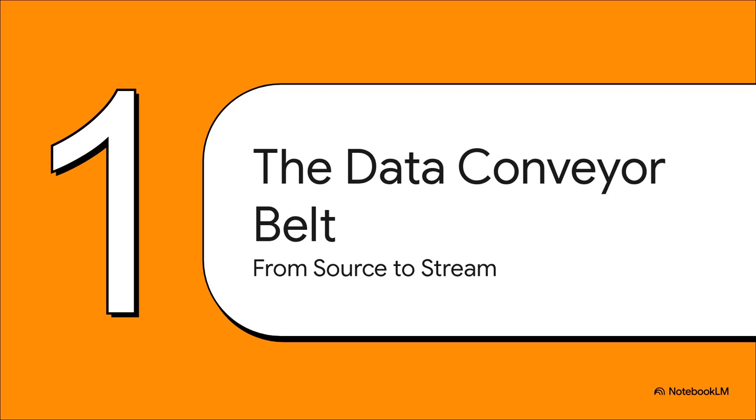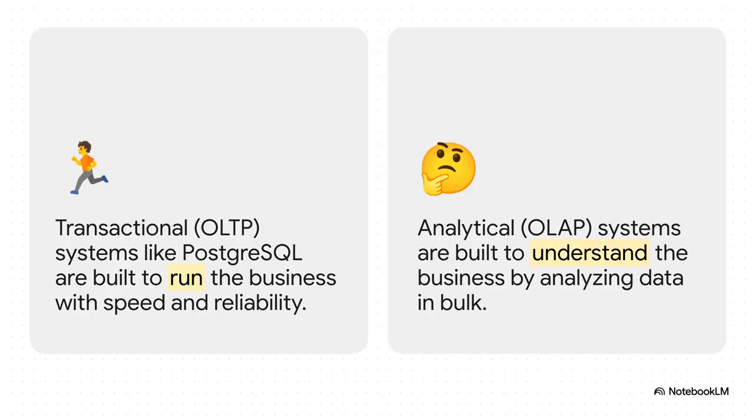Okay, first stop on our factory tour. Every factory needs raw materials, right? For us, that starts right here, at the data conveyor belt. This is all about getting data from where it's created and onto our digital assembly line. You see, data is born all over the place. Imagine a customer makes a purchase. That sale gets recorded instantly in a transactional database, something like a Postgres. We call these OLTP systems, and they're built to run the business, fast and reliable.